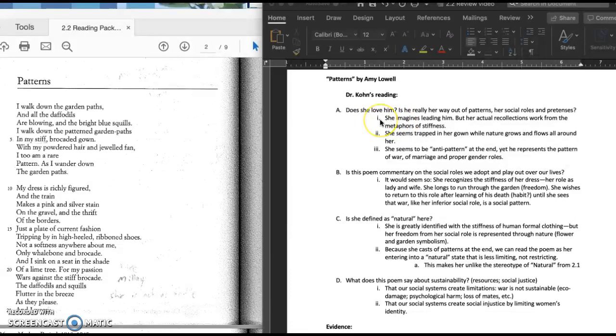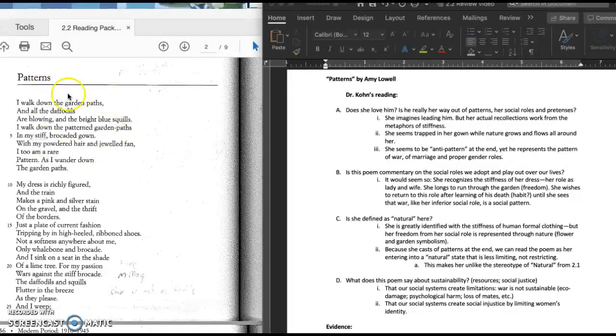And we know that she really, really likes the environment. She talks about the garden paths and the daffodils, and that's why I included it in this course. We're looking at issues of the environment, but more symbols and what they represent to her. So here's what I might say about this. Does she love him? Is he really her way out of patterns in her social roles and pretenses? I suppose that's open to interpretation.